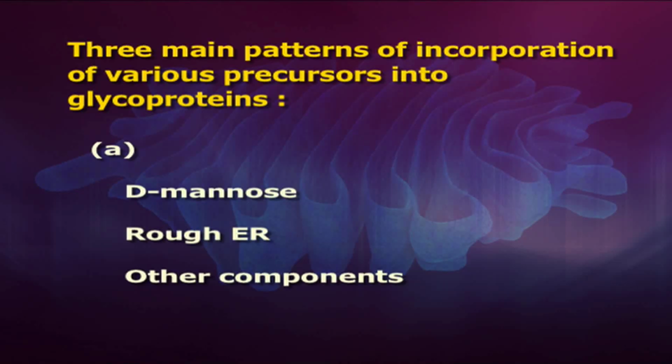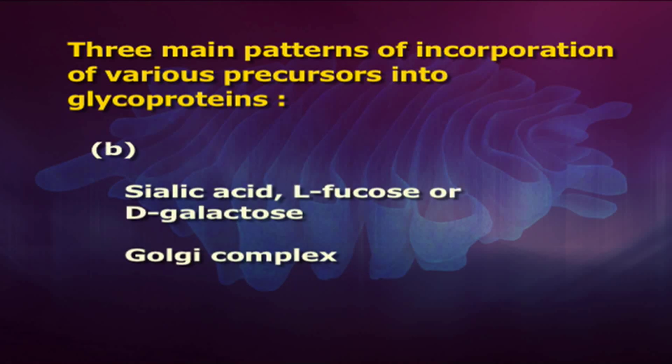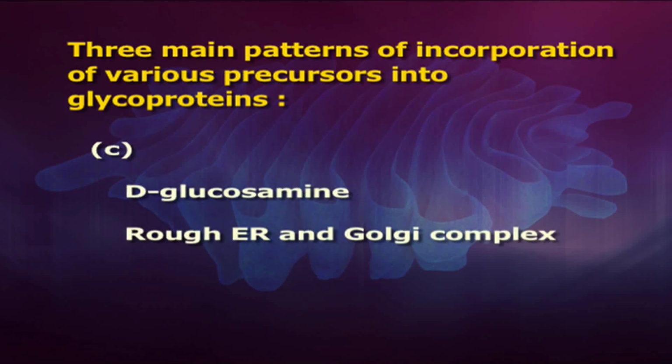When D-mannose is used as precursor, the rough ER, that is RER, is the first to be marked and then the other components. When sialic acid, L-fucose or D-galactose is used, the Golgi complex is the first to be labeled. With D-glucosamine, both the RER and Golgi complex are simultaneously labeled.